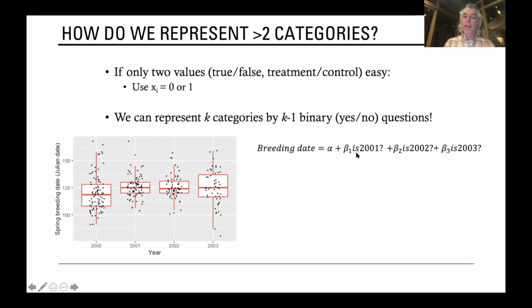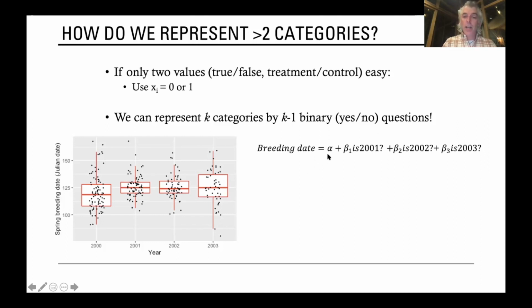So for example, we can ask, is a particular observation from 2001? Is the observation from 2002? And is the observation from 2003? Now, obviously, if the observation is from 2001, then the answer to this question is yes, and we would insert a 1 as this categorical predictor. But because an observation can't be from 2001 and 2002, then necessarily we would insert a 0 here and a 0 here.